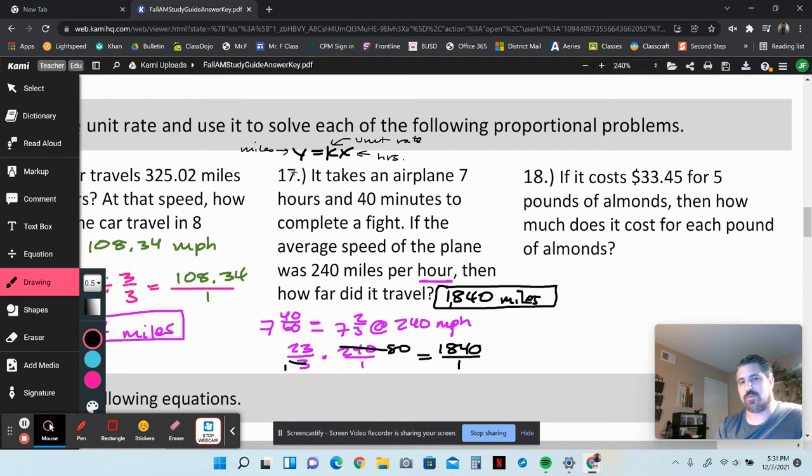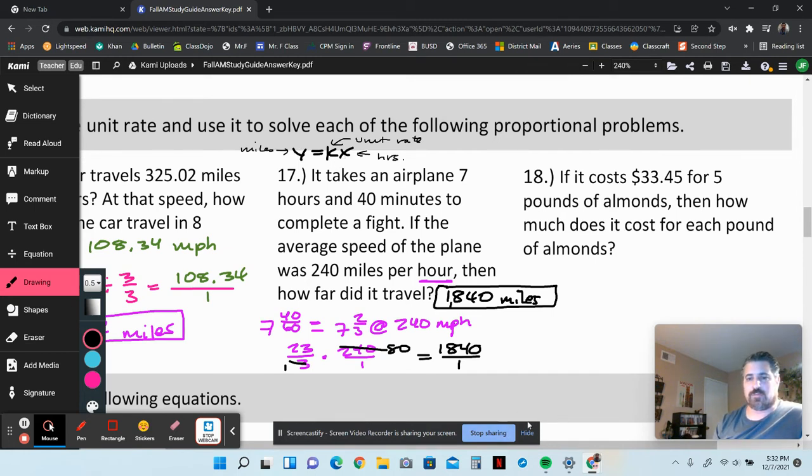And basically, for both those first two problems, I'm just using this equation to solve. I'm saying that if the rate is 240 miles per hour, and the number of hours is 7.6 repeating, or 7 2/3, then if I multiply the unit rate, speed, times the number of hours it was traveling at that speed, I'll get the total distance in miles.